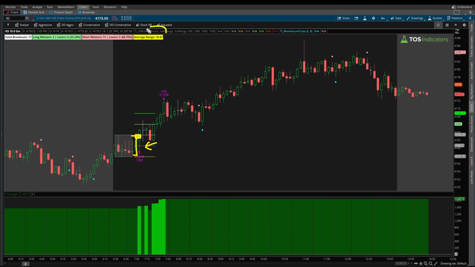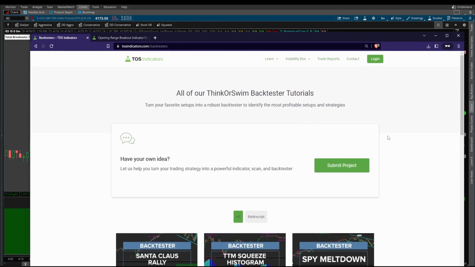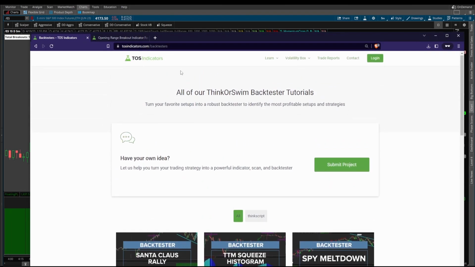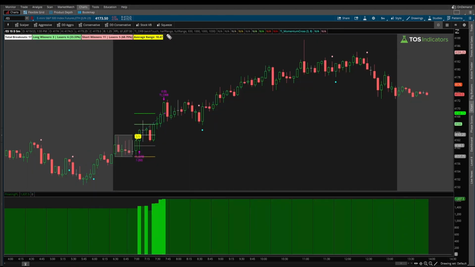what our average opening range has been. For all Volatility Box members, I use the opening range backtester, which you can download for free on our website as part of your membership. That's tosindicators.com/backtesters. And there, download the opening range breakout, which will give you this very simple label which plots what the average range is over whichever time period you're looking at.